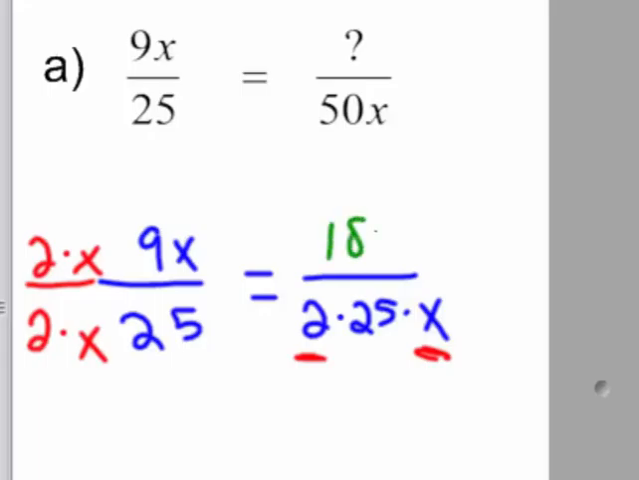So what's the question mark going to be? What am I going to end up with? 18x squared.